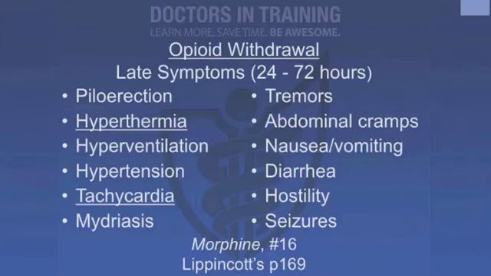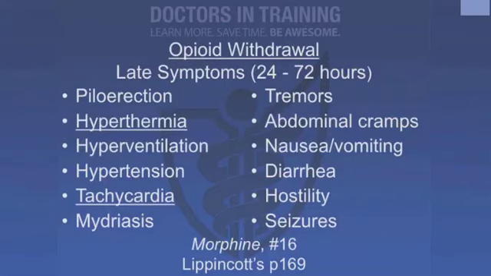But let's talk about the late symptoms. So the 24 to 72 hours, how are we feeling? Well, it's getting a little worse. You're getting chills, you're getting piloerection, which always sounds really dirty, but it just means goosebumps. And then you can get hyperthermia, hyperventilation, hypertension, lots of hypers, tachycardia, mydriasis, remember you're still getting those gigantic pupils, myalgias, muscle spasms, tremors, abdominal cramping, nausea, vomiting, diarrhea.